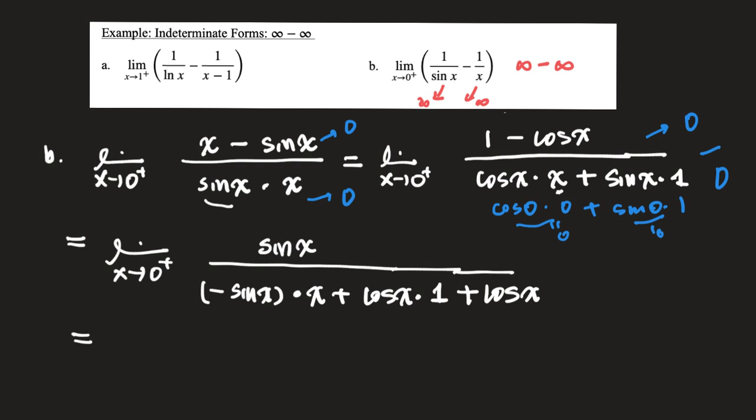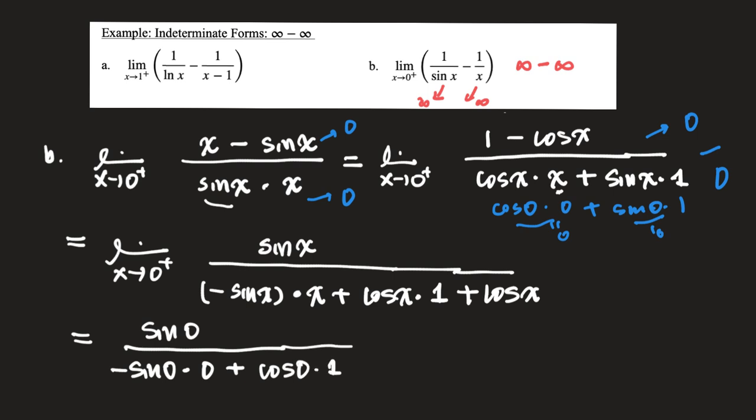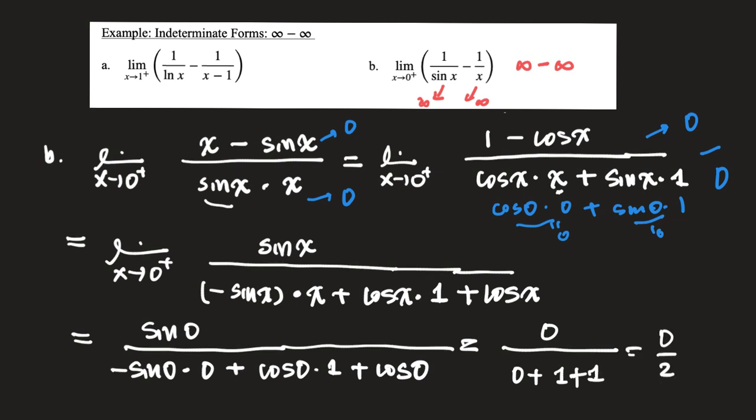Okay, let's evaluate this limit. This one is sine 0 over negative sine 0 times 0, plus cosine 0 times 1, plus cosine 0. So sine 0 is what, guys? That's going to be 0. Sine 0 is 0, so this one is 0. Cosine 0 is 1, 1 times 1 is 1. Cosine 0 is 1. So this is 0 over 2. That's going to be 0. That's how to find an infinity minus infinity indeterminate form by using L'Hopital's rule.